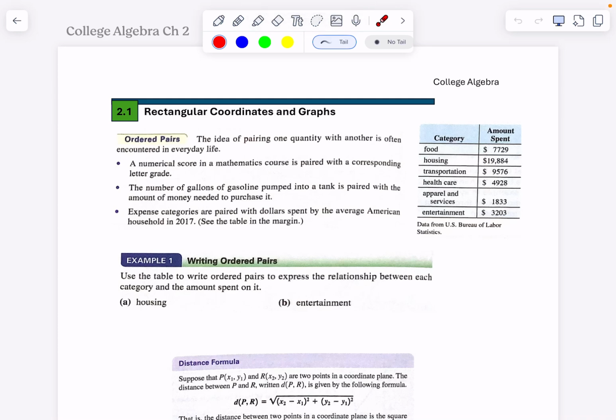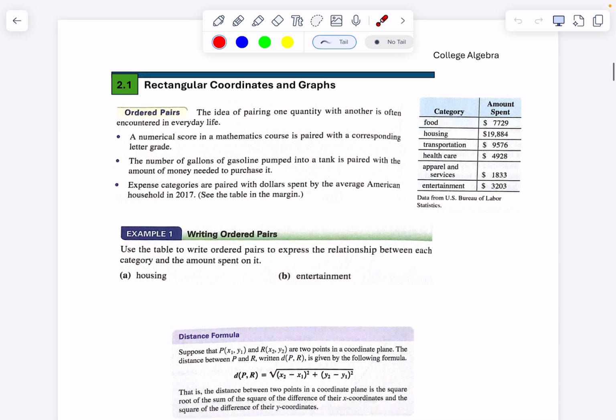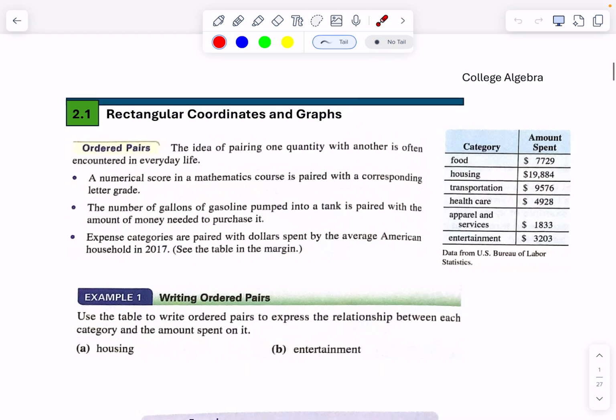Okay, Aubrey and Aiden. This is 2-1. We're starting chapter 2 in college algebra. We've got to get rockin' and rollin'. Chapter 2 is hopefully going to be a quicker chapter. Section 2-1 is an easy section: rectangular coordinates, which are just regular ordered pairs, and then graphing linear functions, that type of thing.